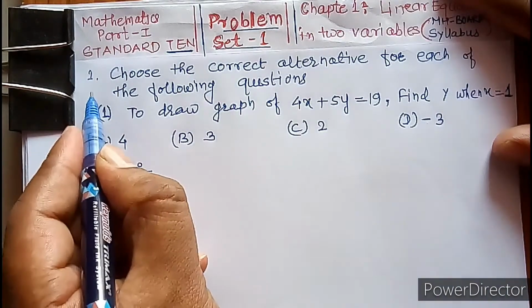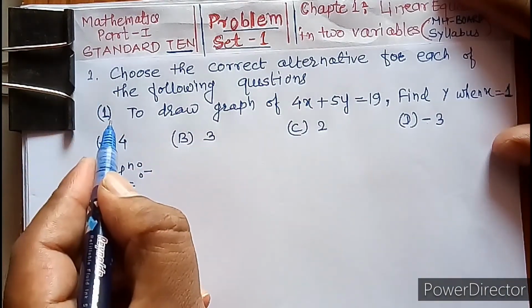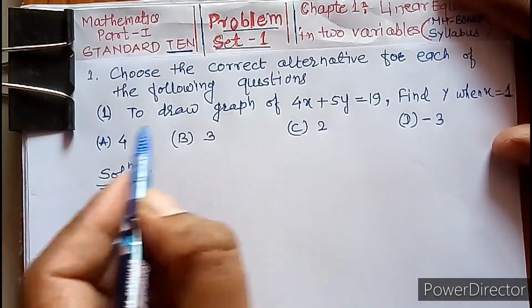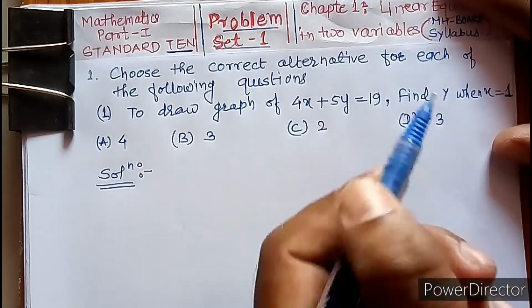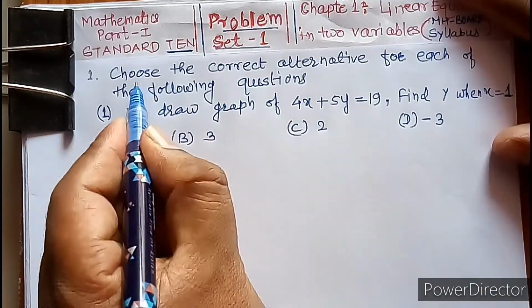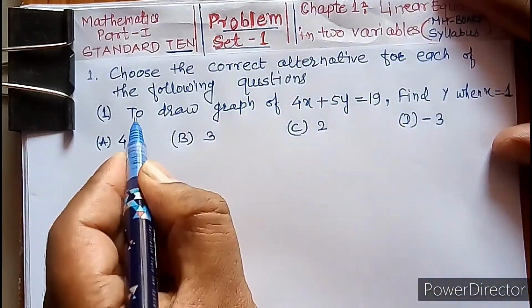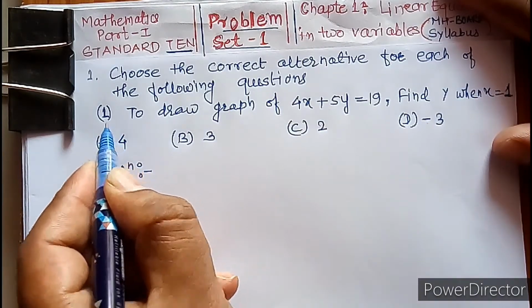Here, the question number 1, there are 5 sub questions included in that. We have to solve these 5 sub questions. It is objective type of question. Now, question first. Choose the correct alternative for each of the following questions. Means for this question we have to select alternative.